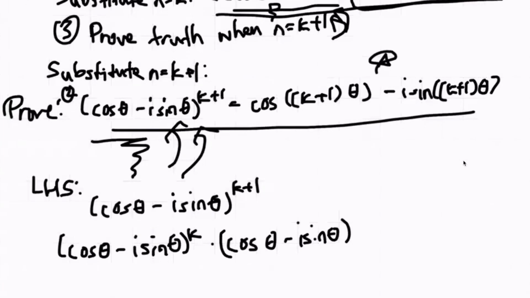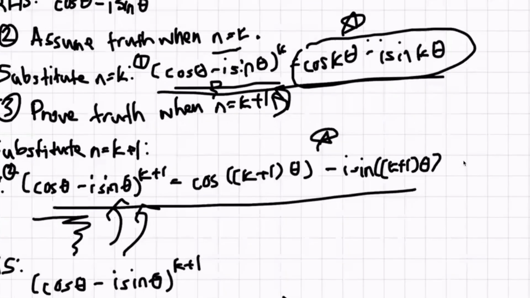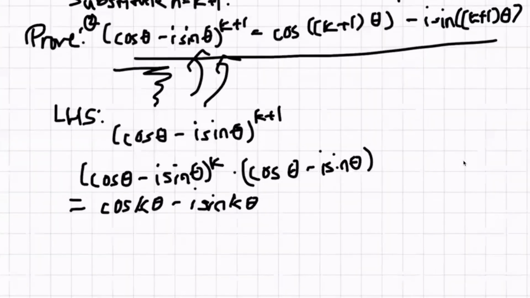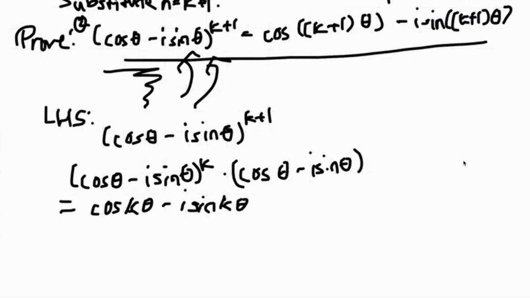So it is equal to cosine k theta minus i sine k theta. I think that's right. Let me just check. Yeah, cosine k theta minus i sine k theta, times cosine theta minus i sine theta. This is super easy to simplify.